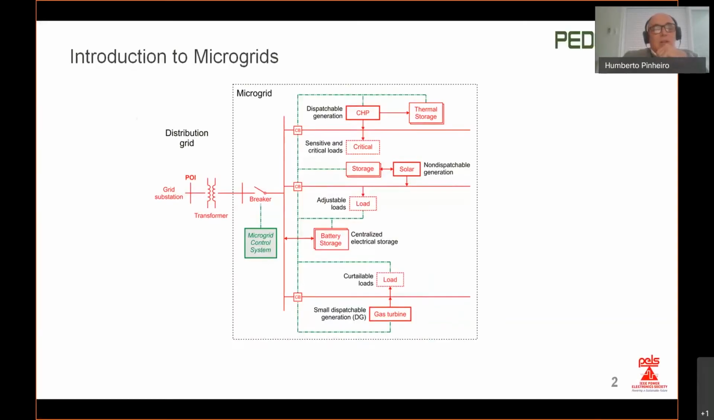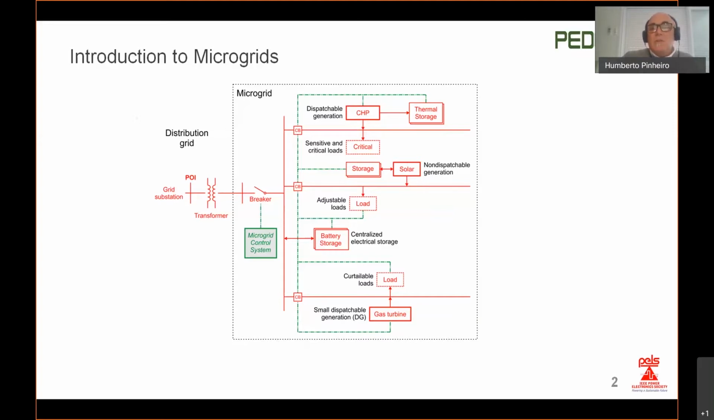So there are different alternatives to implement a microgrid control system, but the centralized one is the most popular or accepted. So the microgrid control system sends these set points for the distributed energy resources and controllable, dispatchable loads, as well as defines whether or not the microgrid is connected to the main grid. Okay, so let me move to the next slide.